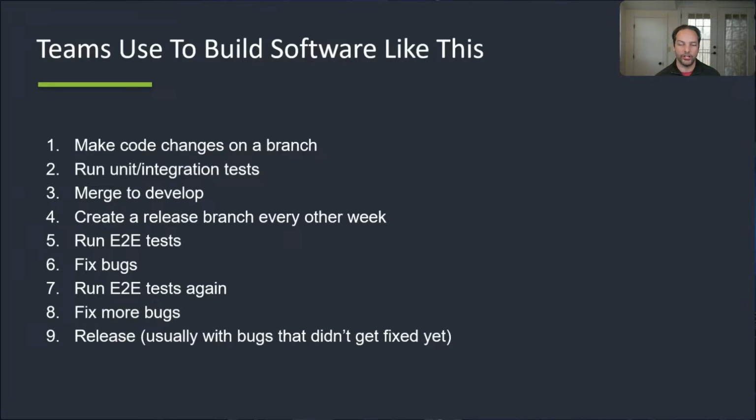So then you would run your end-to-end test, you would fix bugs, might take a day or two. Then you would run your end-to-end test again, fix more bugs, which might take another day or two. And on a 2-week cycle, at that point, it means it's time to release. You would have a go, no-go meeting.